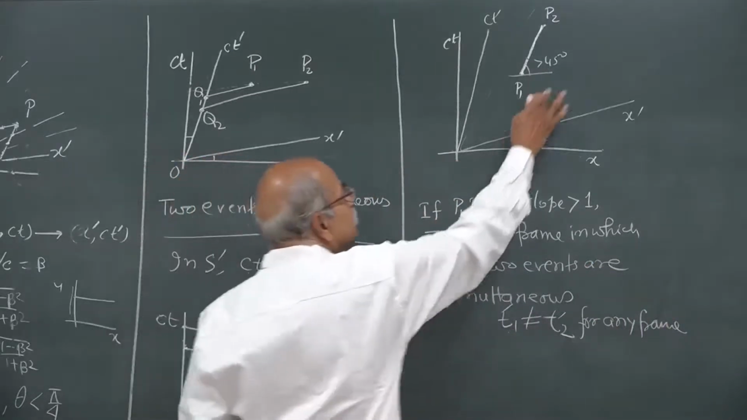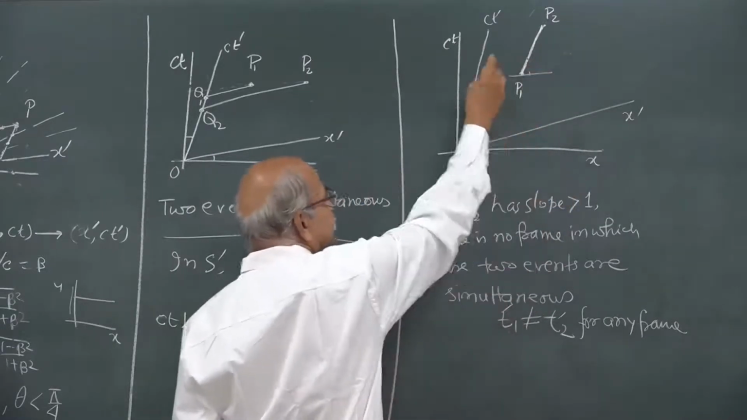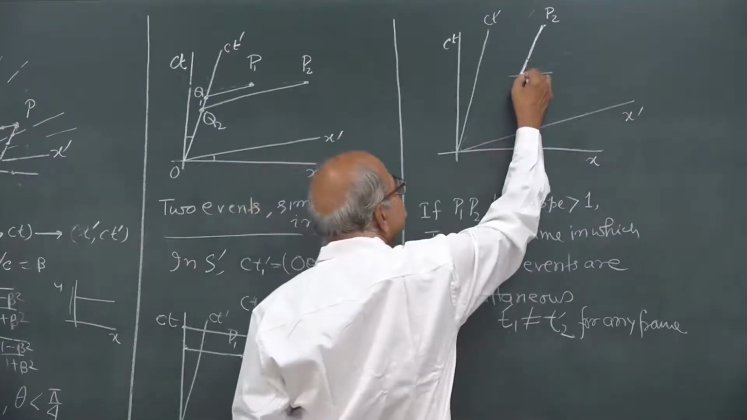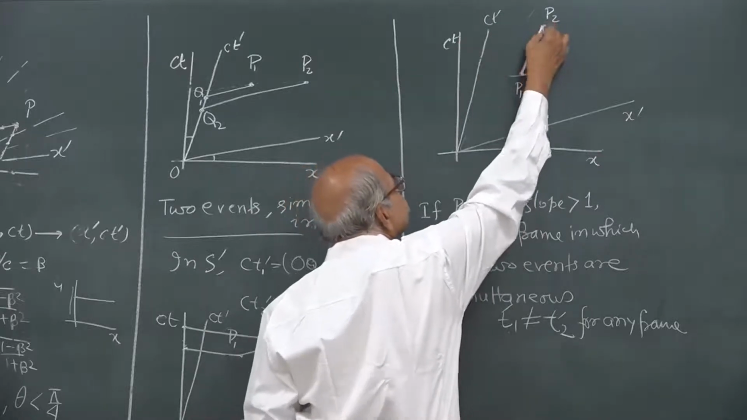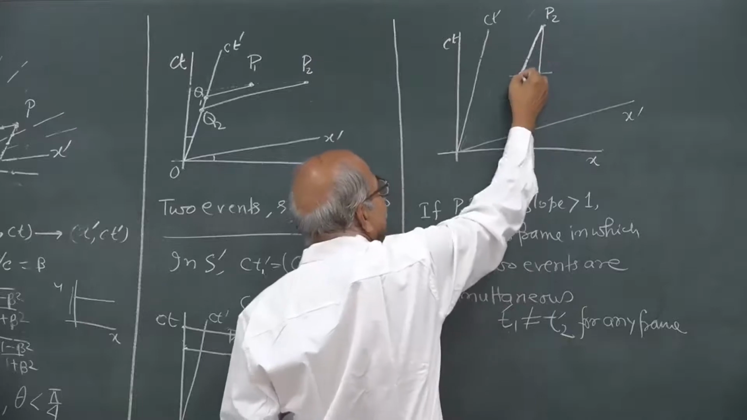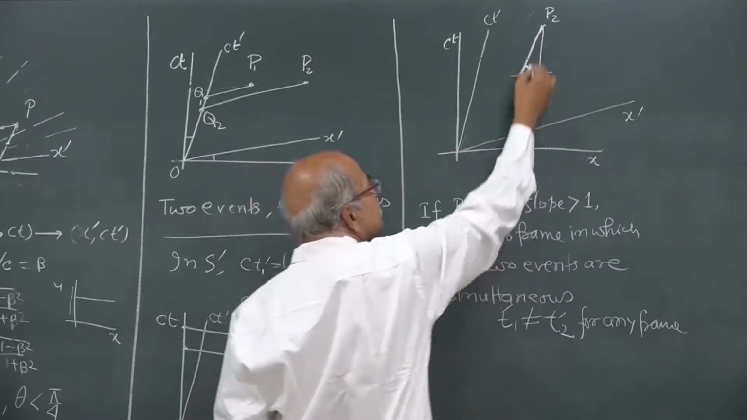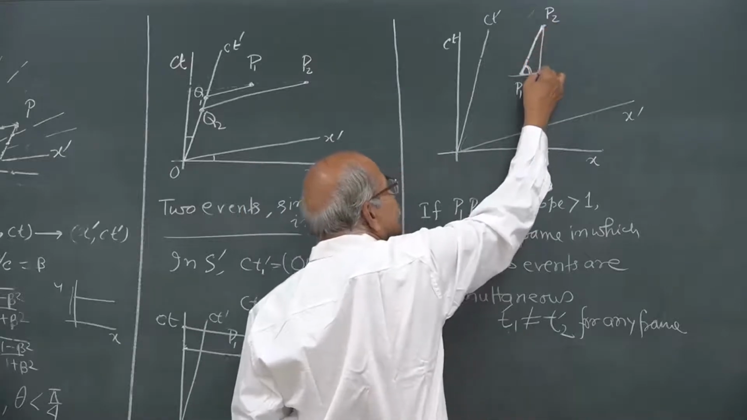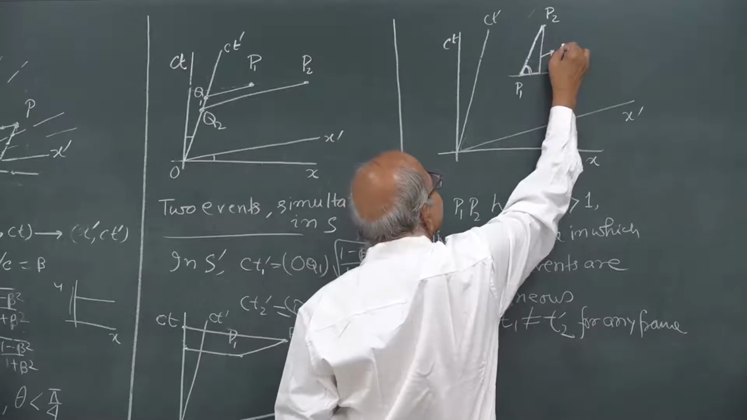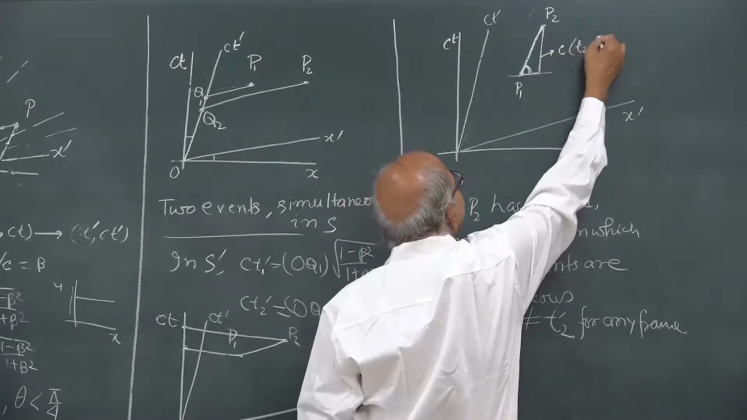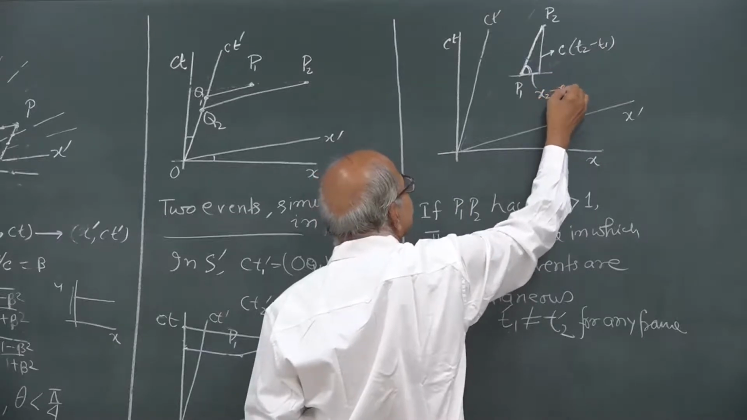And you can write this condition in terms of x and t. For this, if you draw a line parallel to the CT axis and parallel to this x axis, then this is more than 45 degrees, means this length is more than this length. And how much is this length? This is c times T2 minus T1. And how much is this length? This is x2 minus x1.